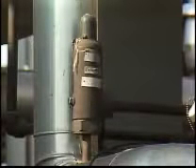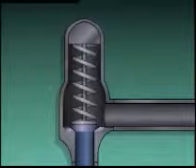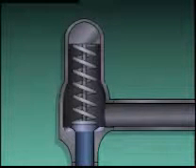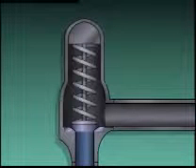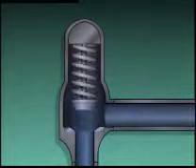Another valve that's commonly found on a heat exchanger is a relief valve. Relief valves are used to prevent overpressurizing heat exchangers. If the pressure exceeds a preset limit, the relief valve opens to relieve the pressure.